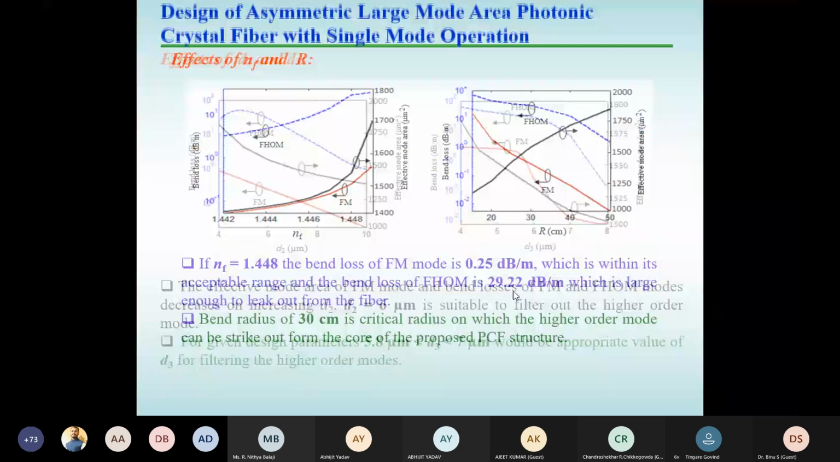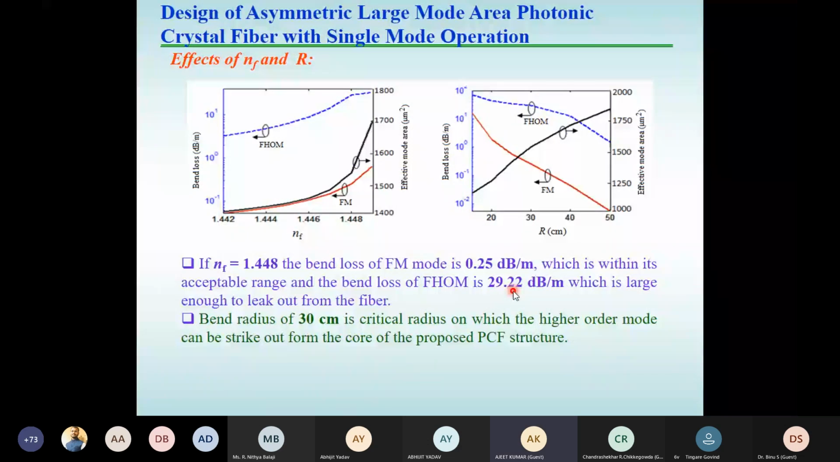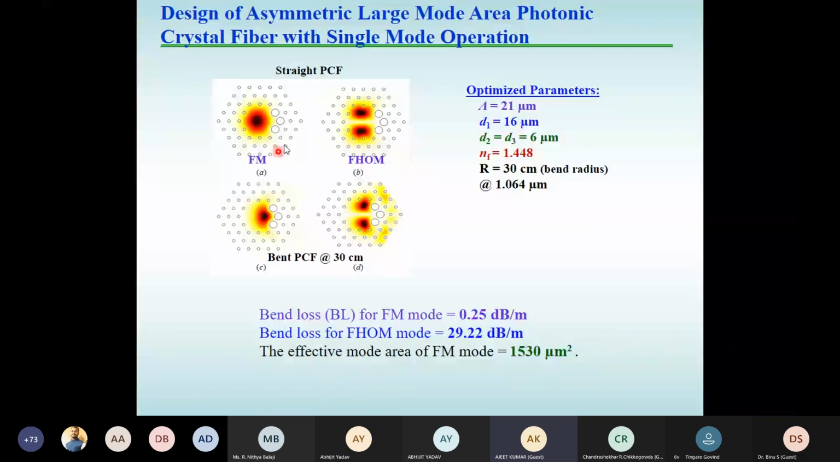If you look at the straight fiber, the field looks like this. But if you bend the fiber at some given radius, you see the field is leaking towards the bending direction. So this is another confirmation of the simulation results. The key result you can take from here is that you can get single mode operation with a very large mode area close to 1500 micrometers square, with a nominal loss of the fundamental mode.